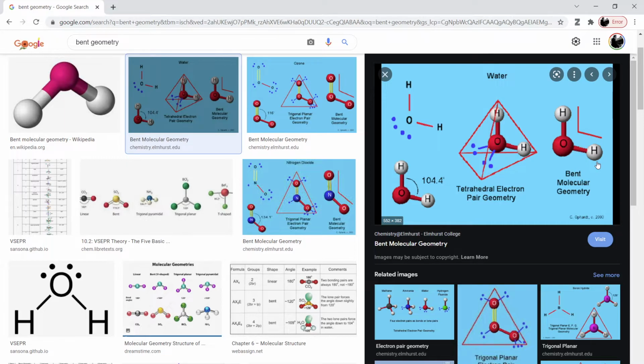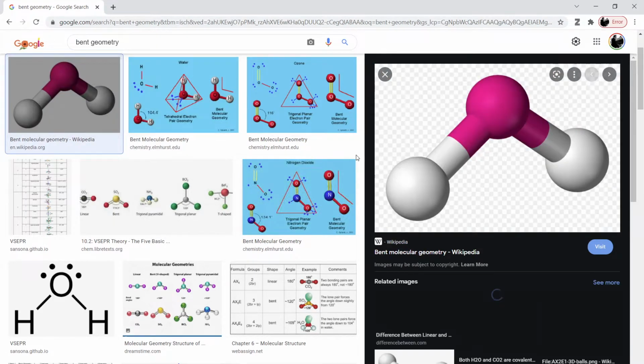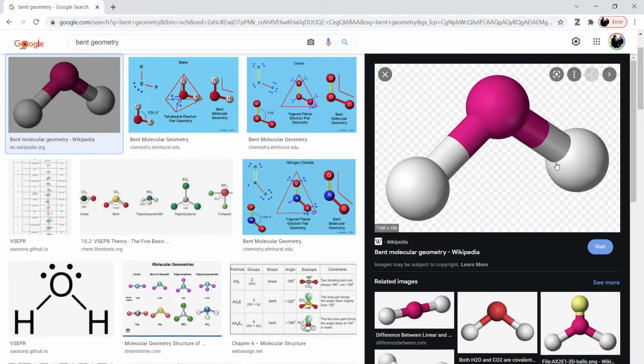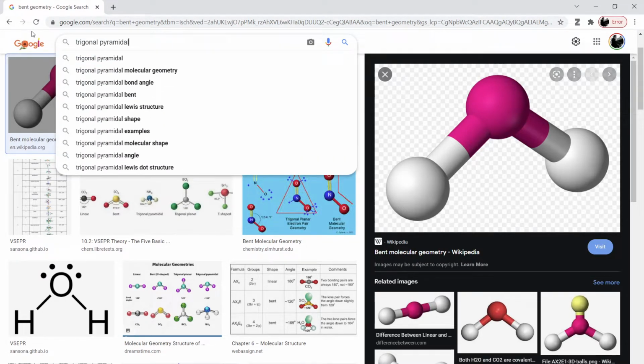All right, and so we're going to see here that as a result, the shape of this looks like this. We see a bent shape. We might expect it to be linear, but it's not. It's bent. So the lone pairs, although we cannot see them, force these two hydrogens to be at a different angle. So they're not 180 degrees apart, they're 104 degrees apart. All right?